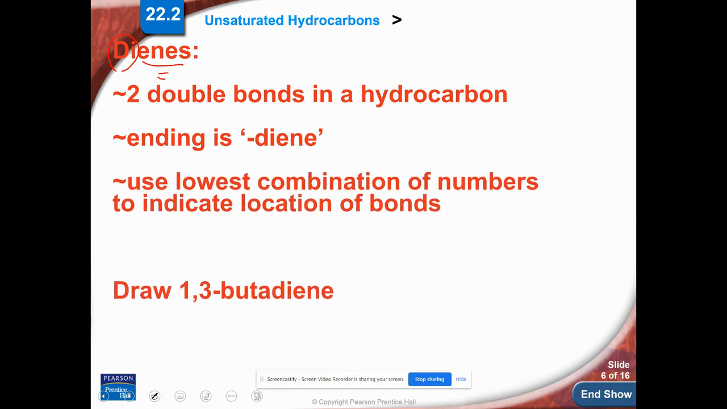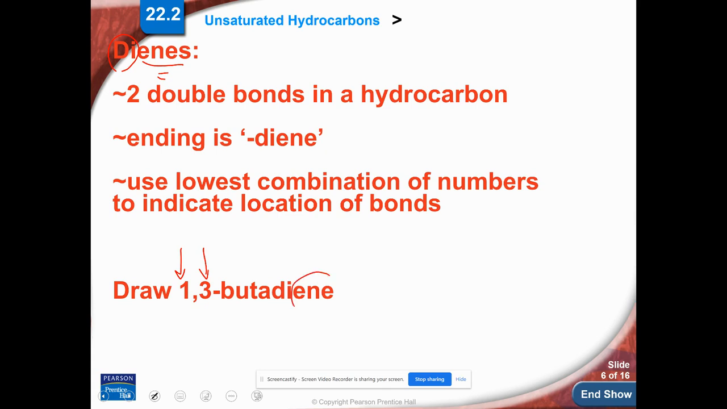So we're going to use the lowest combination of numbers. So if I have 1,3-butadiene, I'm picking this apart. So carbon number 1, carbon number 3, right? The numbers, there's nothing that ends with a YL, so there's no branches here.